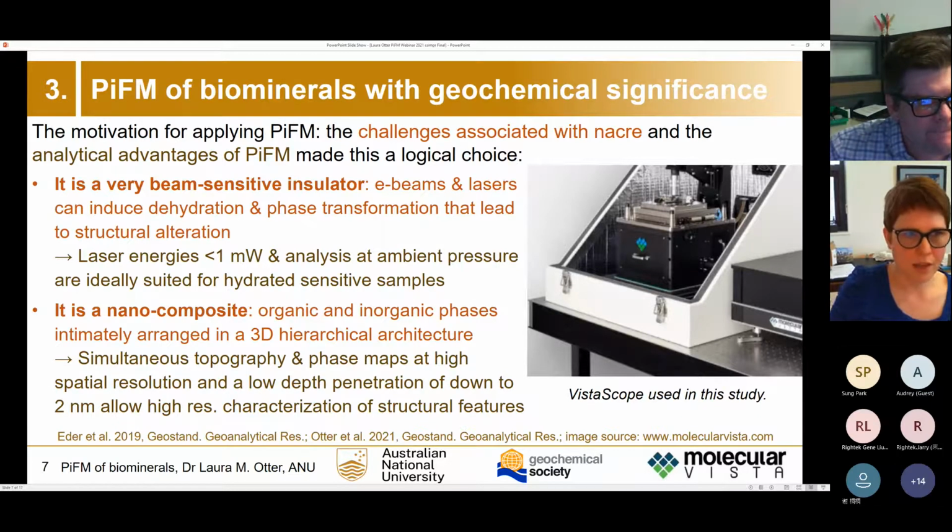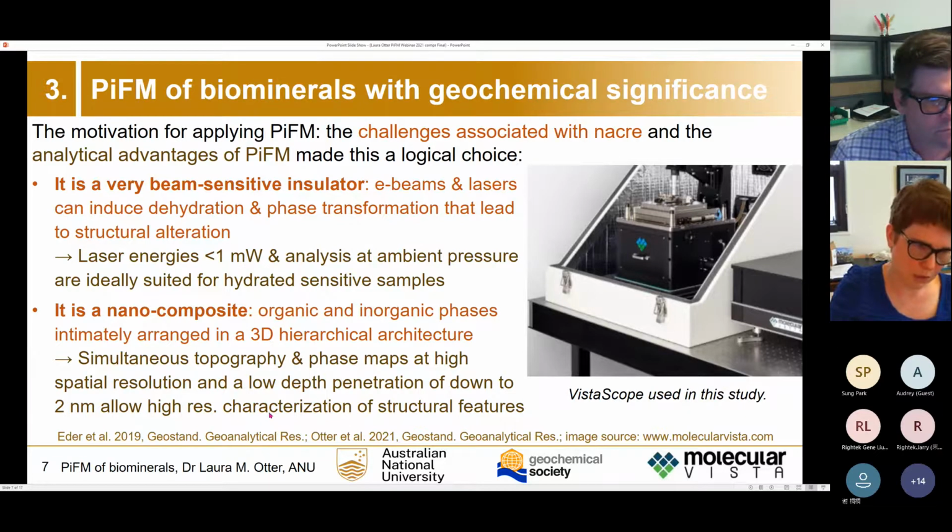And the other aspect is because of its architecture being a nanocomposite, meaning that it consists of organic and inorganic phases that are arranged in a 3D hierarchy, we can look at both phases with this technique because they have this very good resolving power. So we can go down to 2 nanometers depth penetration or have a very good spatial resolution of about 5 nanometers. And this is great to resolve the structures that are usually not observed in many other methods.